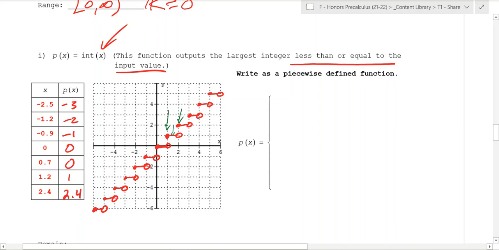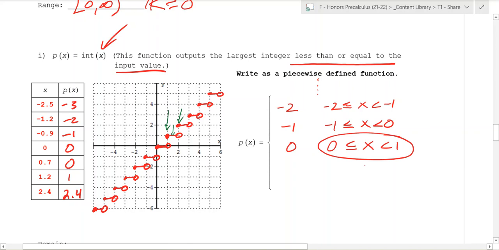That same pattern repeats itself. So the way you can write this as a piecewise function is, remember, it's going to be a lot of piecewise functions, but if you look at the center here, it's going to equal -2 when x is between -2 and -1, but not including -1. And then it'll be equal to -1 when x is between -1 and 0. And then it'll be equal to 0 when x is between 0 and 1. Now you remember, you read these by starting in the center: x is greater than or equal to 0 and strictly less than 1.